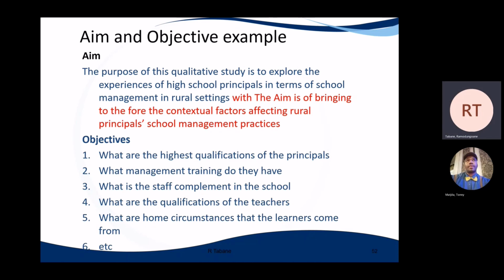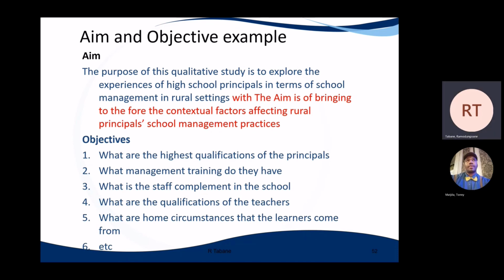So the moment I know what the qualifications are, I'm starting to get a picture of the types of principals that we have. Do they have any management training, and where do they have it? Do they only have training in the Department of Education? Like I said, others might have done an MBA. So the moment I know this, I can start to answer the questions for my study, and so forth. We're talking about management practices.